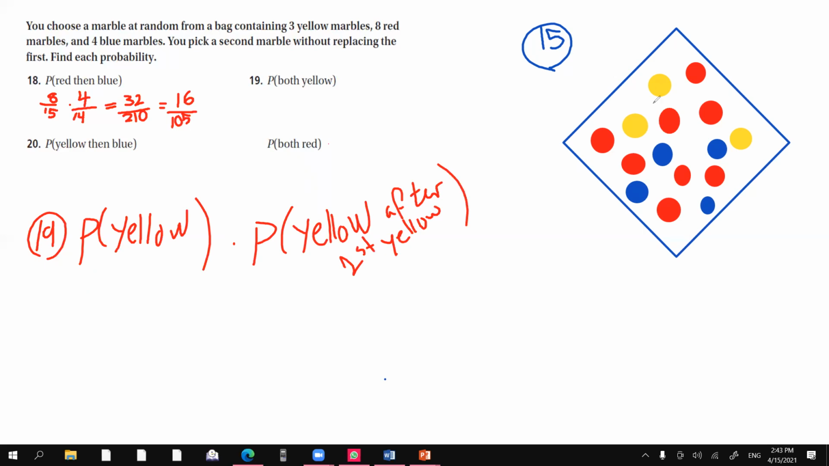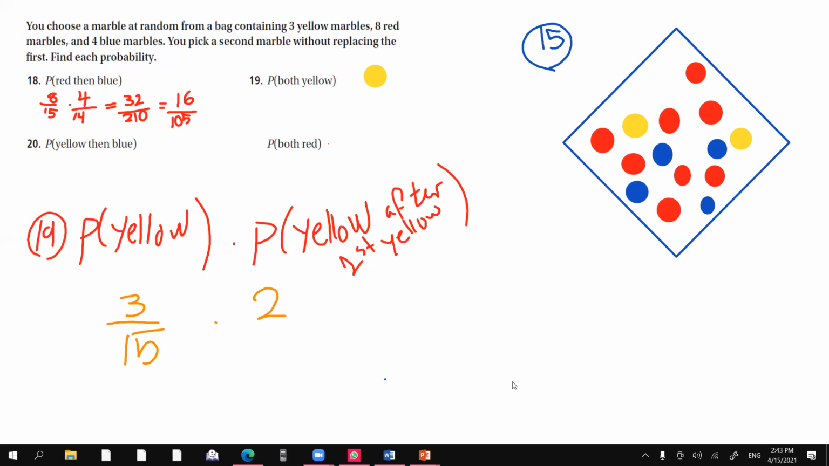Now, how many yellow here do we have? 3. And how many balls do we have in all? 15. Now, I take the yellow. Oh, I took the yellow, sorry. Let's take it outside now. Now, in the second case, how many yellow do we have now? 2 over 14.